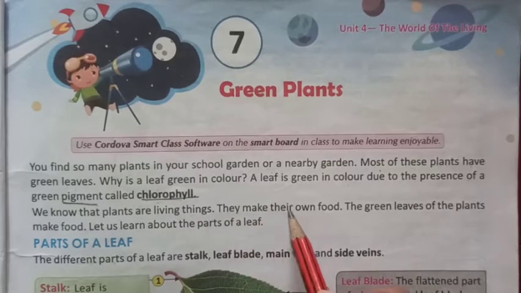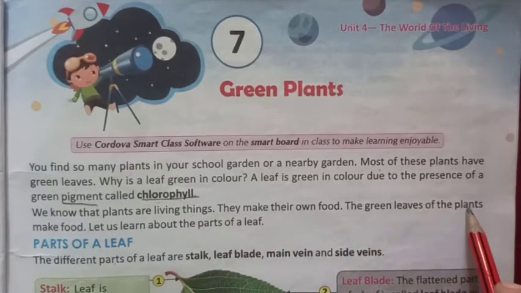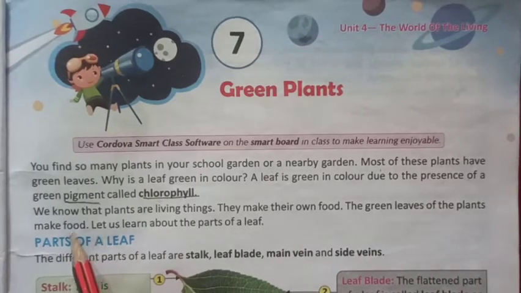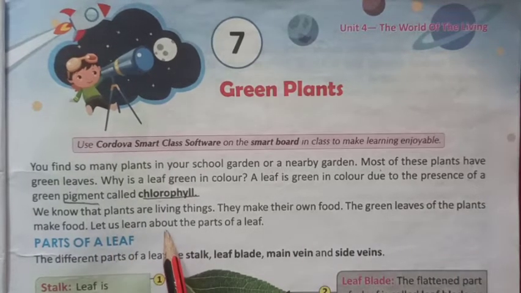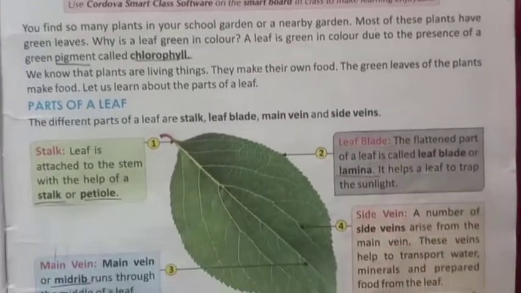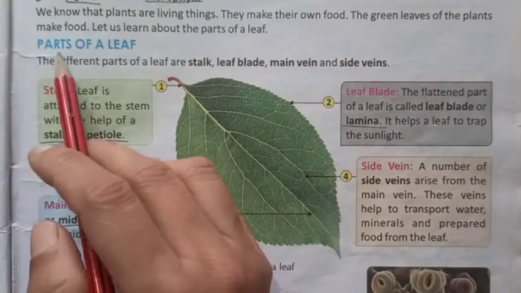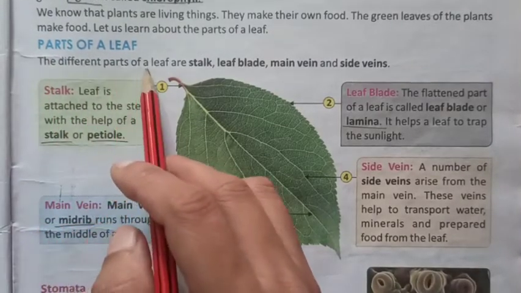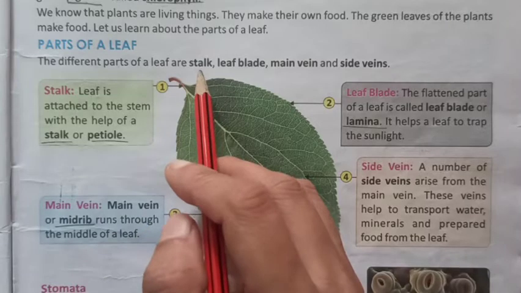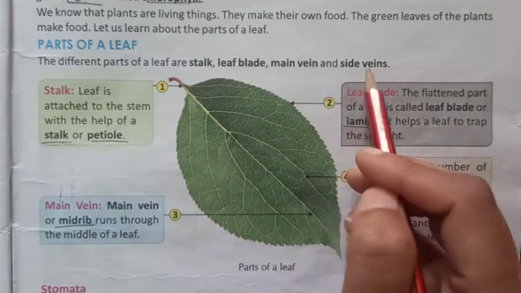We know that plants are living things. They make their own food. The green leaves of the plants make food. Let us learn about the parts of a leaf. So here you can see a picture which is showing parts of a leaf. The different parts of a leaf are stalk, leaf blade, main vein and side veins.